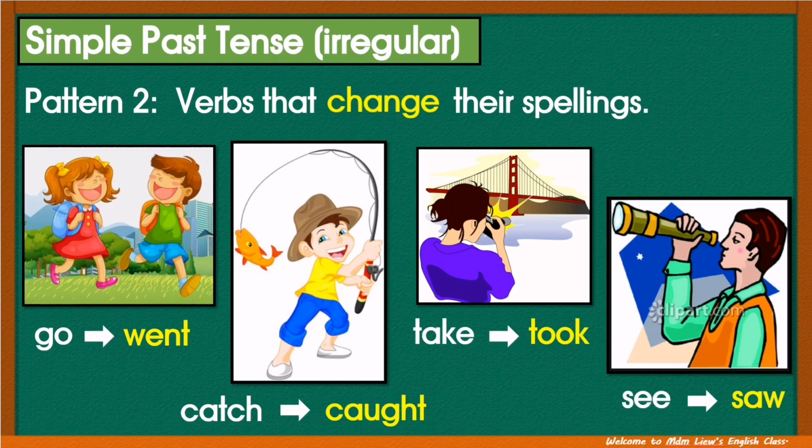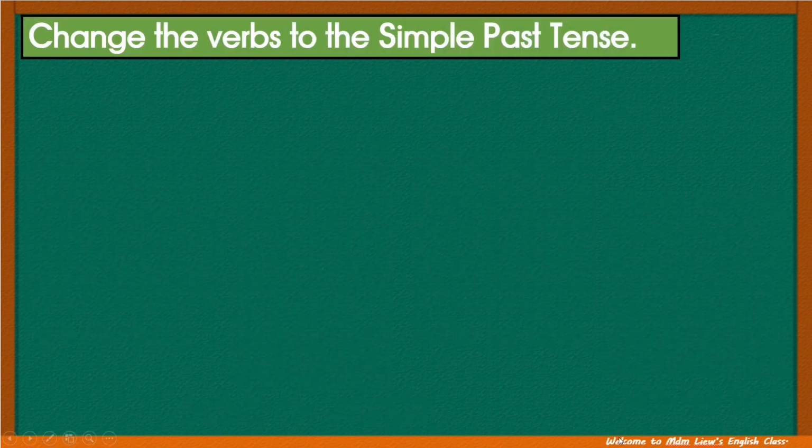Now, let's read the verbs together. Go, went. Catch, caught. Take, took. See, saw. Let's try this exercise together. Change the verbs in the brackets to the simple past tense.